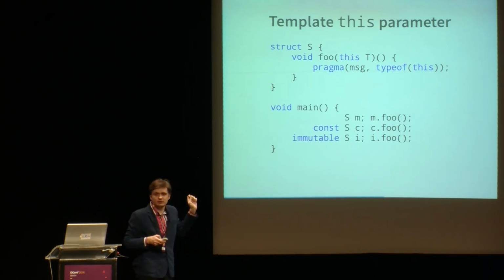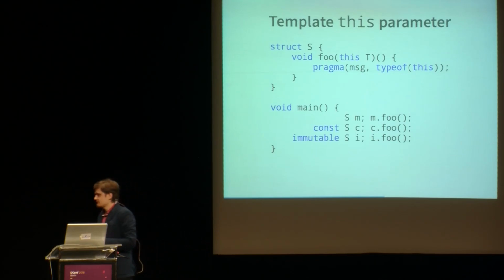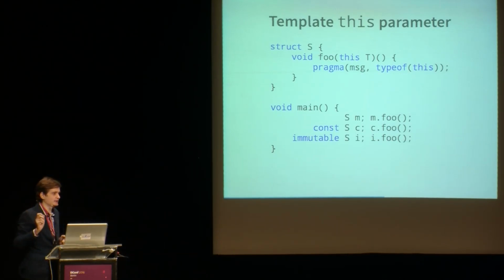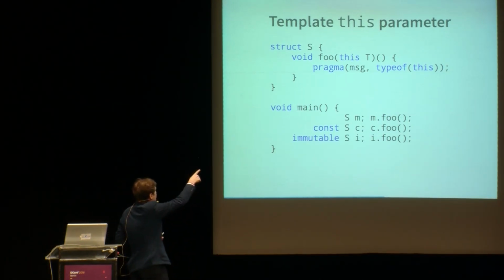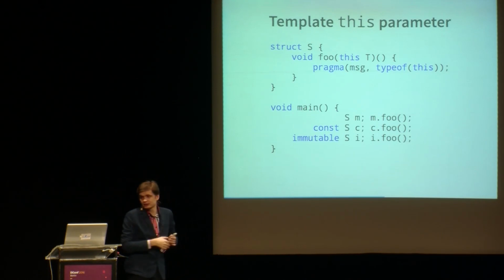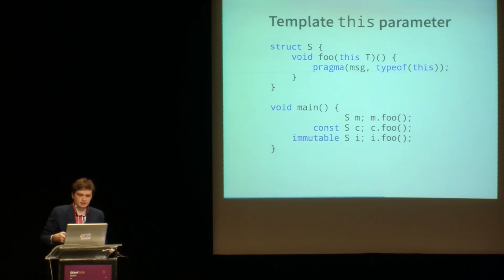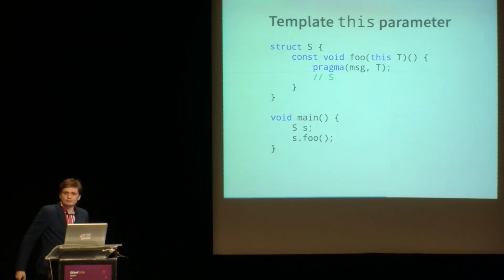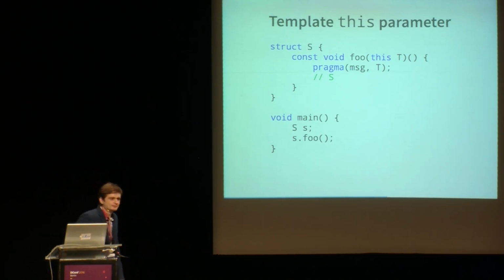This is useful because it also makes the function specialized by the type of the this pointer, of the object you're calling it on. So there will be 3 instantiations in this case. Each one will print the type of the variable that we're calling. For the first one, it's going to be mutable, so it's going to be just S, and then const S and immutable S.